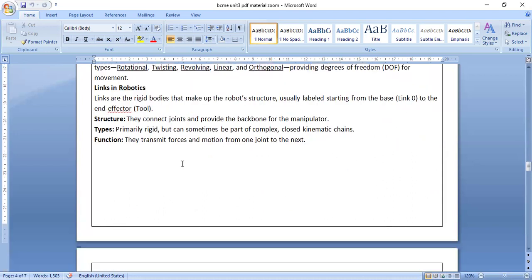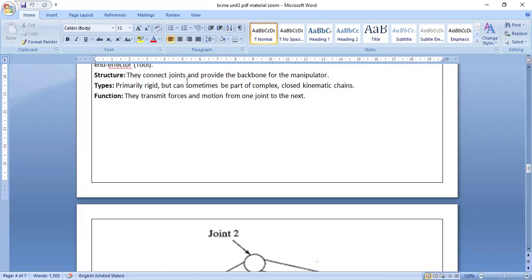So here, links in robots: their structure, type and function. Links and rigid bodies make up the robot structure. A robot is made only with rigid bodies and links, otherwise it cannot be made. They connect the joints and provide the backbone of the manipulator.